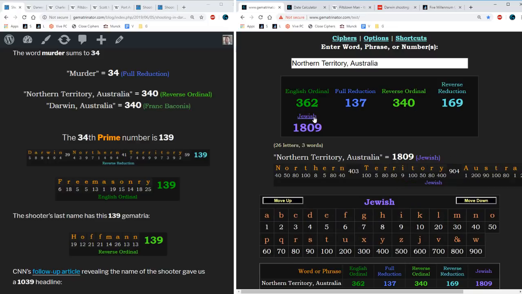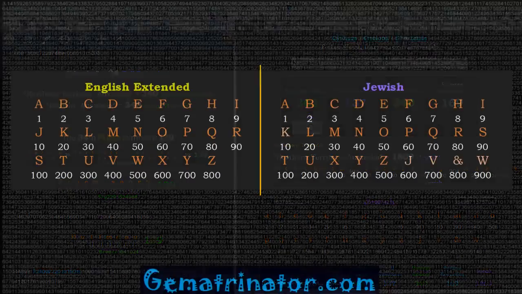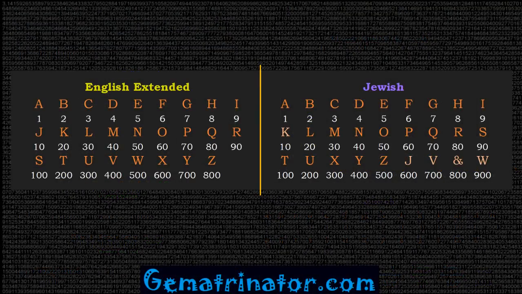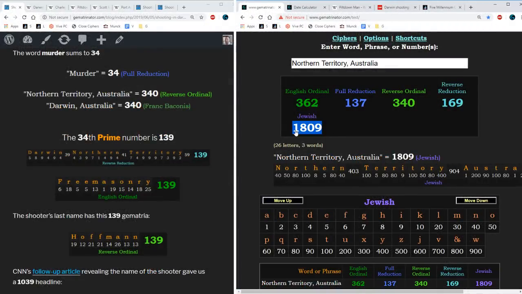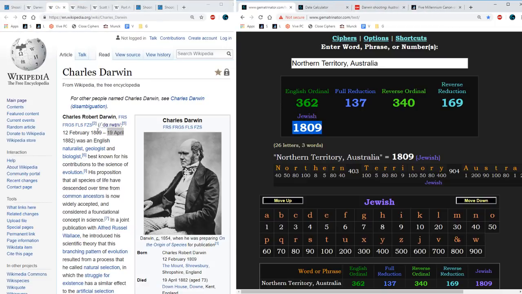And another thing I just now realized, look at the gematria of Northern Territory, Australia in our Jewish cipher. This Jewish method is based on the Latin alphabetic order, with more modern English characters placed at the end. And it's pretty fascinating that this sums to 1809 in Jewish gematria. Look at the year that Charles Darwin was born in, 1809. Again, further showing how this is a numeric ritual and not at all a real event.